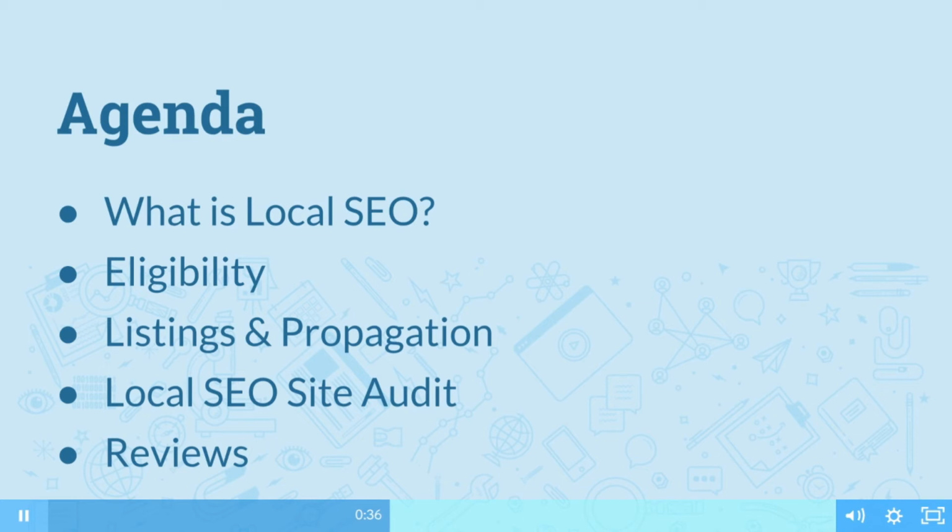Then we're going to look at the different types of businesses that are eligible for local SEO implementation. Not all businesses are, and we talk about the 6 different strategies that you can pursue. Then we'll dive deeper on listings and associated topic, propagation. That is, how do you create listings, what are they, and how do they get distributed, in addition to what kinds of issues happen during that propagation process.